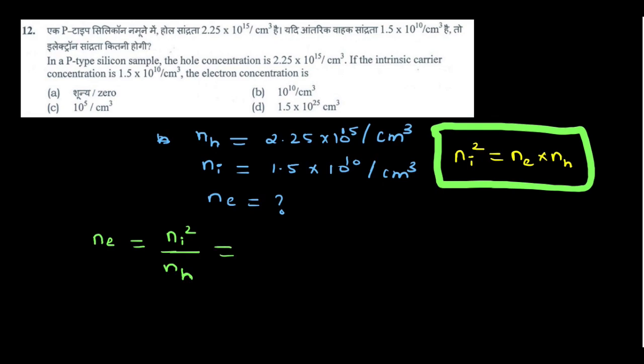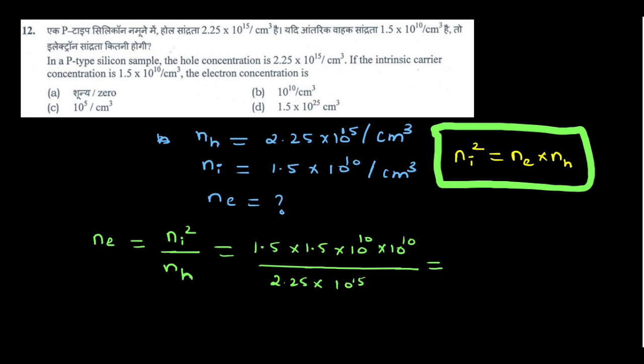What is Ni? 1.5 multiplied by 10 to the power 10, squared, that is 10 to the power 10 multiplied by 10 to the power 10, upon NH in the denominator, 2.25 multiplied by 10 to the power 15. 1.5 multiplied by 1.5 is 2.25, because the square of 15 equals 225. Now 10 to the power 20 divided by 10 to the power 15 gives 10 to the power 5 per centimeter cube. So the answer is option C, 10 to the power 5 per centimeter cube.